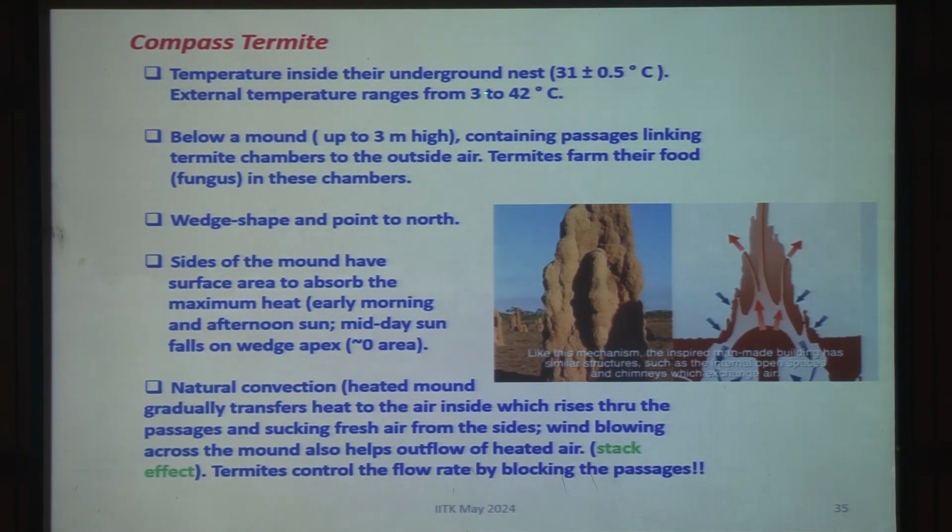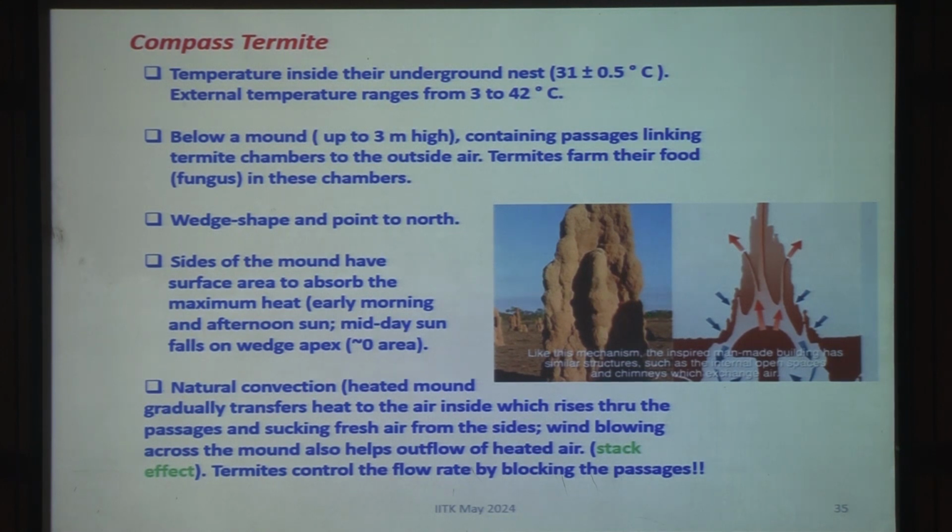The temperature inside their underground nest, they are able to maintain 31 plus minus half a degree. You would require a very high-tech AC to maintain that precision, half a degree. Outside temperature can range from 3 to 42 degrees. This is a universal machine. So much variation in outside temperature, but inside they maintain 31 plus minus half a degree. They have passages which link termite chambers, or the bedrooms, to the outside air. Termites farm their food, which is a fungus, in these chambers. That fungus grows only at this temperature, 31 plus minus half a degree.